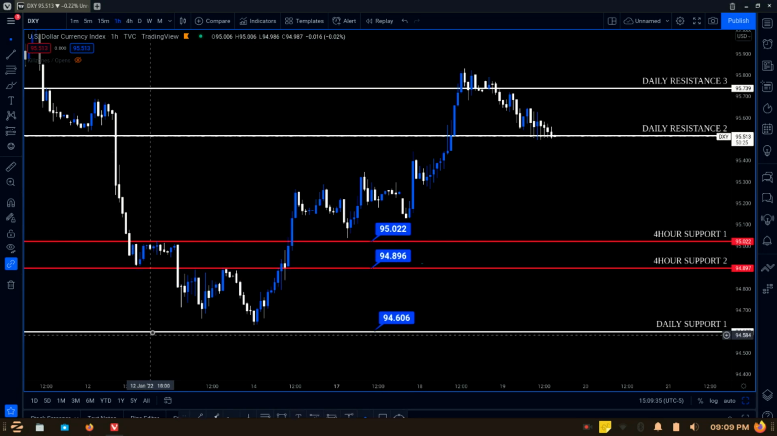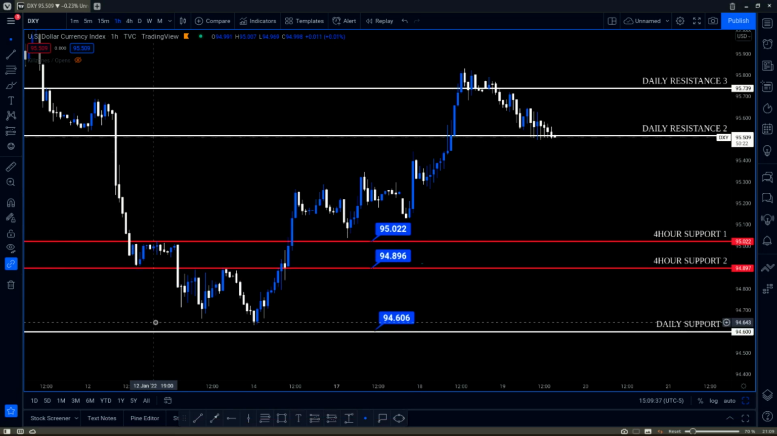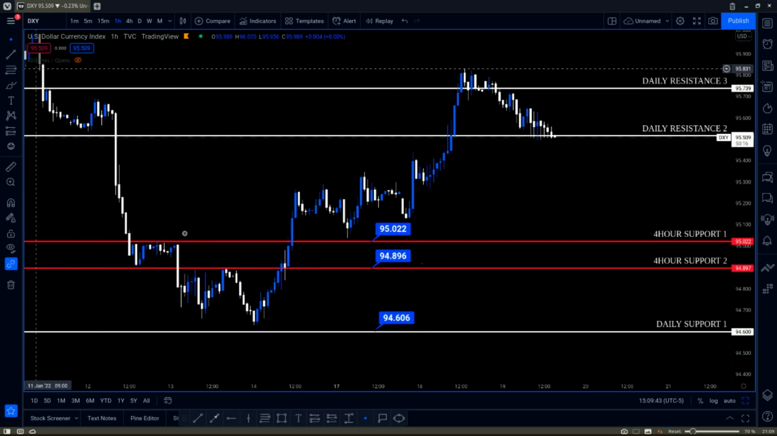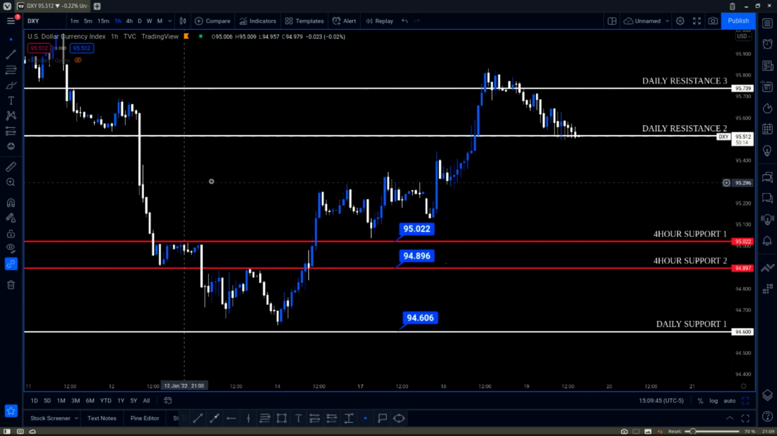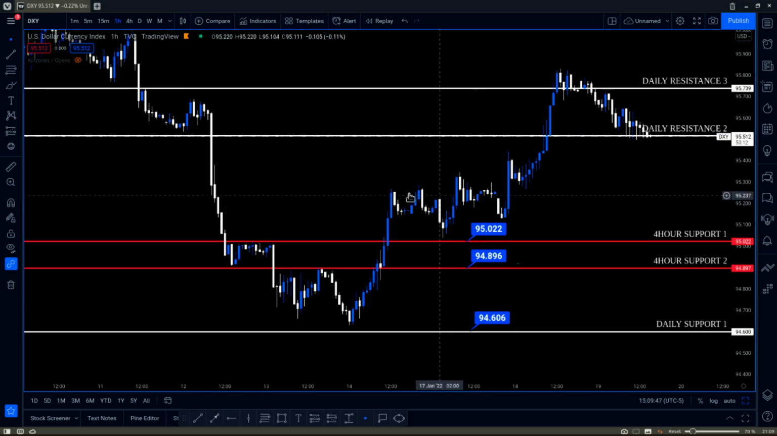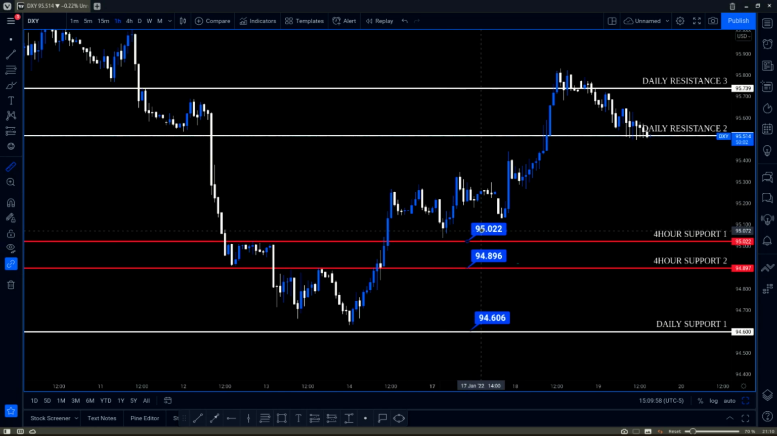Alright guys, let's start with dollar index and I'll give you the update on the levels I provided you with last weekend. Looking at the price action now, the market opened on the 16th, so midnight, and basically on the 17th it traded down. Now we already had this support 1 at 95, so this was a good level to buy at.